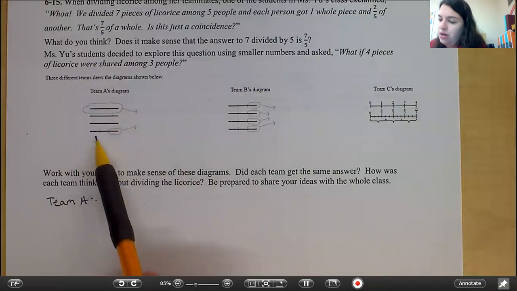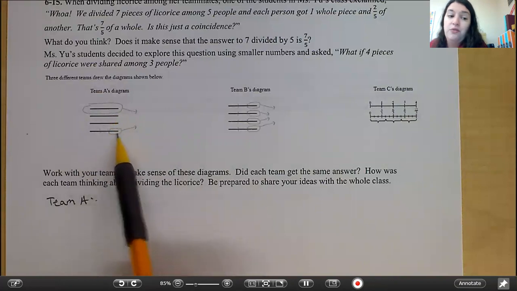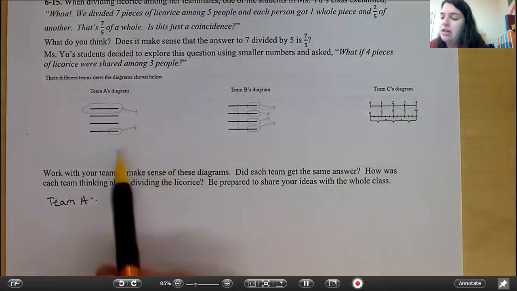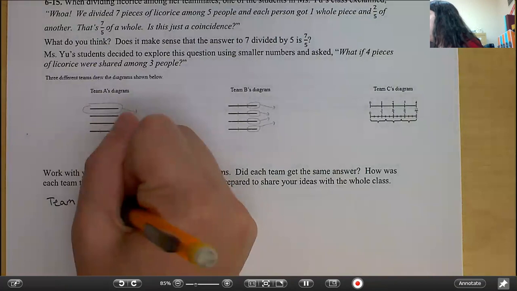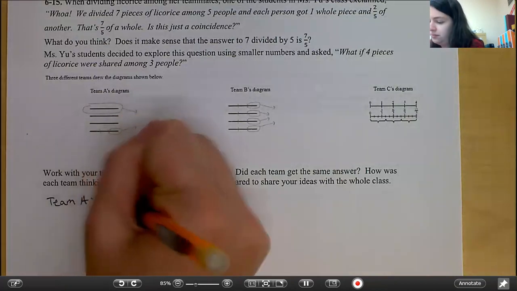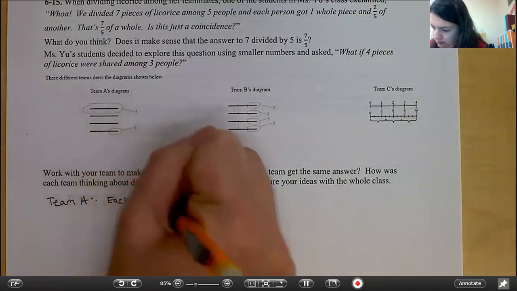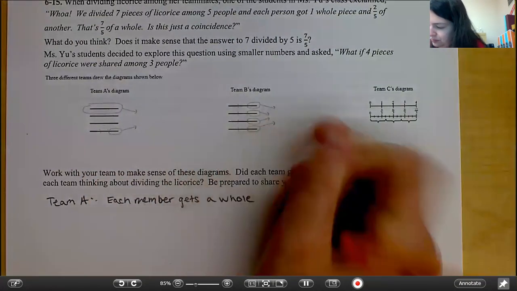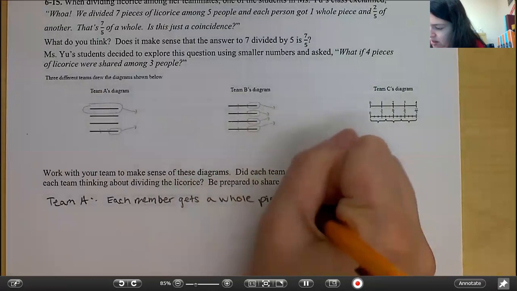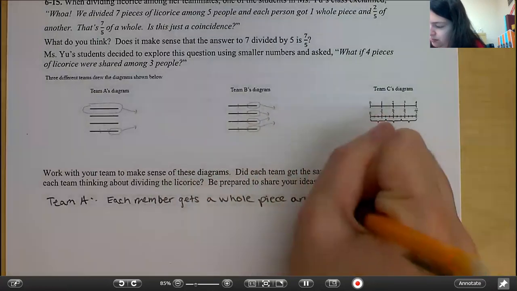And the third one, so 3 people each get 1, and then the fourth one was split into thirds because that's how many people they have left in their team. They have 3. So we need to split that 4th piece into thirds. Each team member then gets 1/3 of that piece. So on Team A, each member gets a whole piece and 1/3 of another piece.